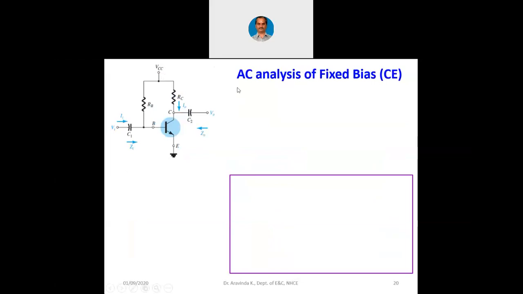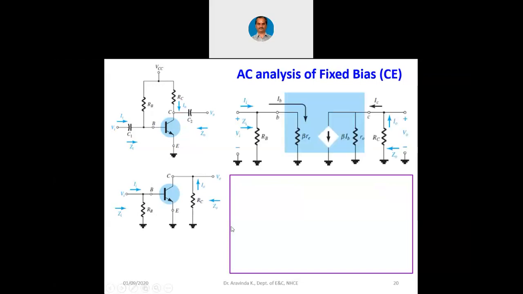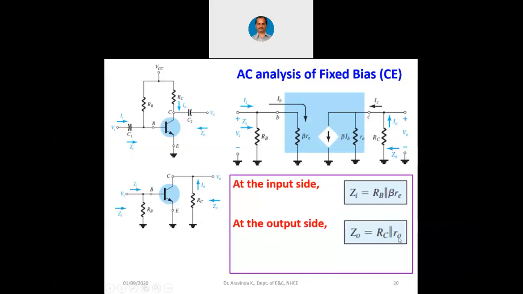Now this is the AC analysis of the fixed bias CE, common emitter. I had already shown you in the notes. I am quickly going through it. RB with respect to ground, RC with respect to ground. This transistor we replace with the pi model or the re model. So we can simply write that at the input side, Zi is RB parallel with beta re, as I already told. At the output side, it is Zo, RC parallel with R0, because we have included R0 here now.